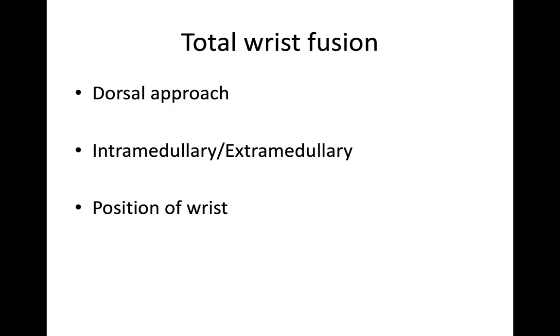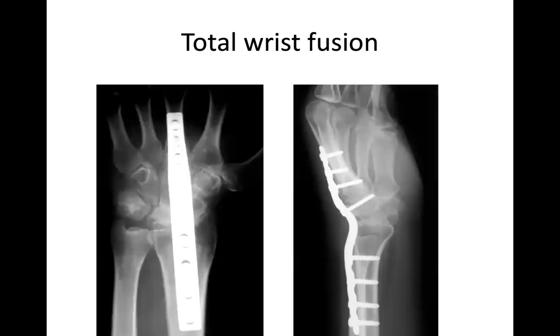Position of wrist is quite a talking point for this. Some people believe you should put it in slight extension, some neutral. But if you put in slight extension, it's good for grip strength, but certain tasks are more difficult. Certainly if you're going to do bilateral wrist fusions, you need to put one in slight extension, one in slight flexion. I mean, even going to the toilet is very difficult if you can't flex your wrist slightly. So that's the main reason for actually putting the one in slight flexion.